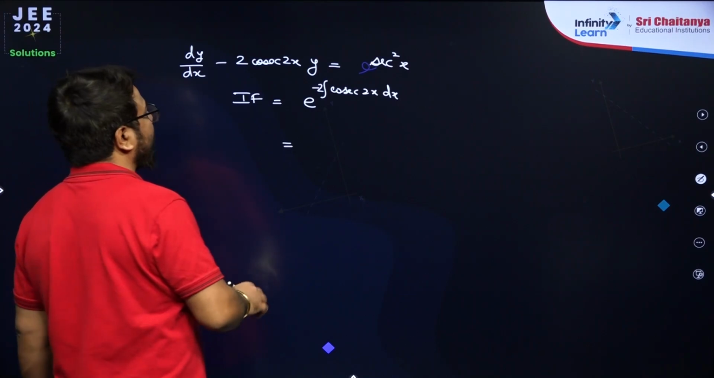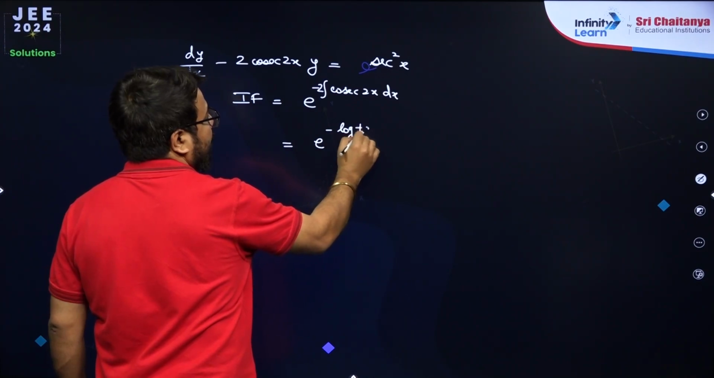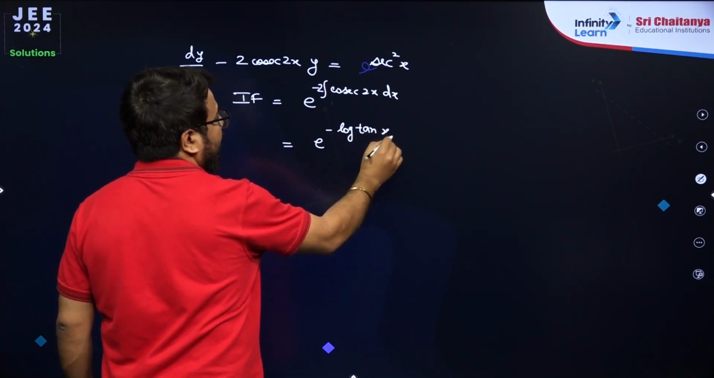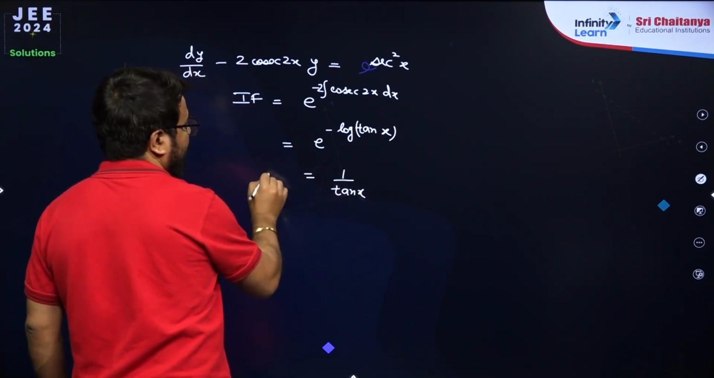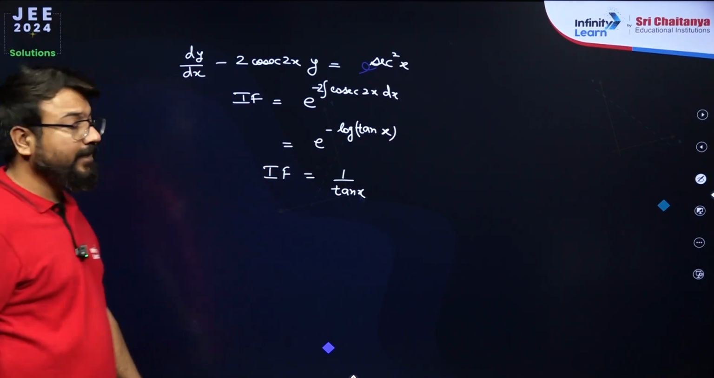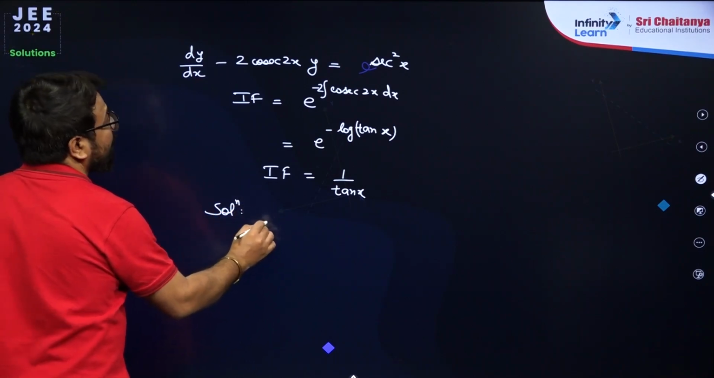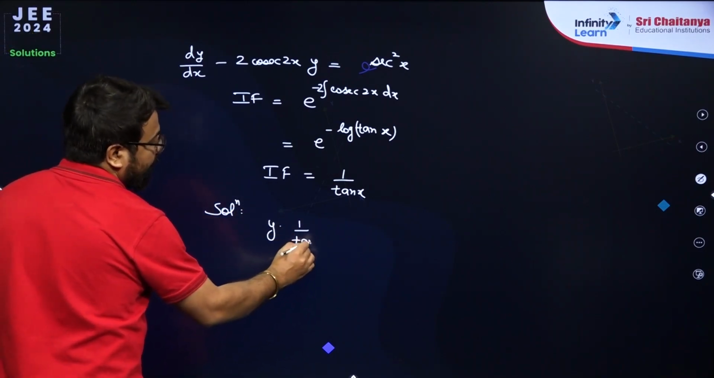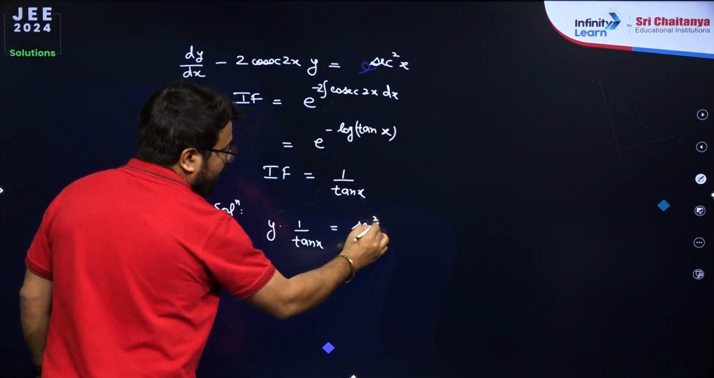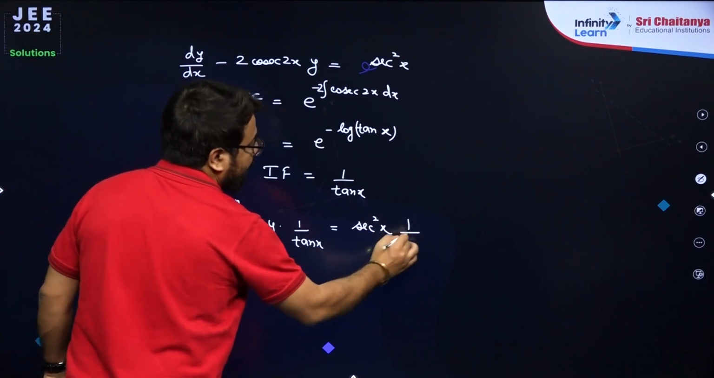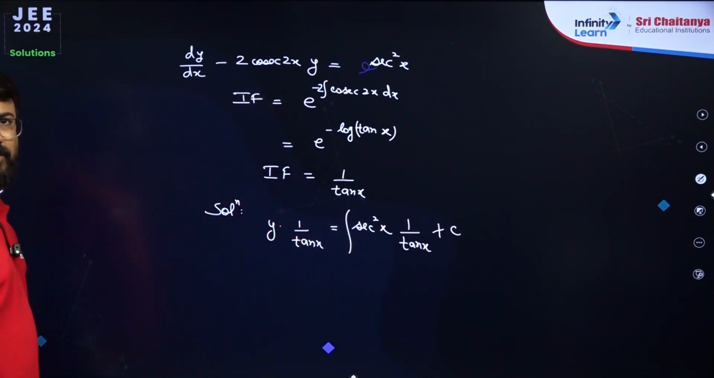So that will be converted to e raised to the power minus log tan x. So this will be converted to 1 upon tan x. This is the value of integrating factor. Now once we have integrating factor, then the solution to this differential equation will be y into integrating factor is equals to integration of Q into integrating factor, and then plus c. Q is sec square x basically. I hope you understood this.